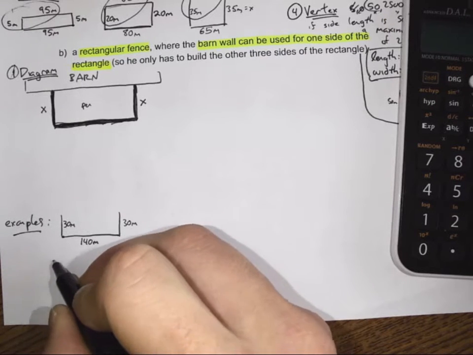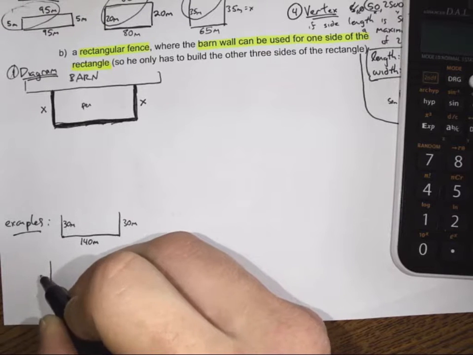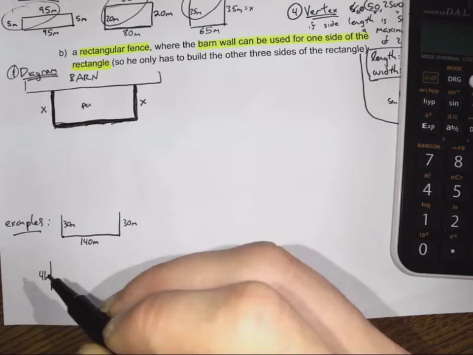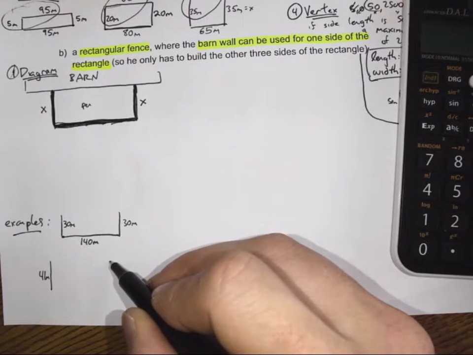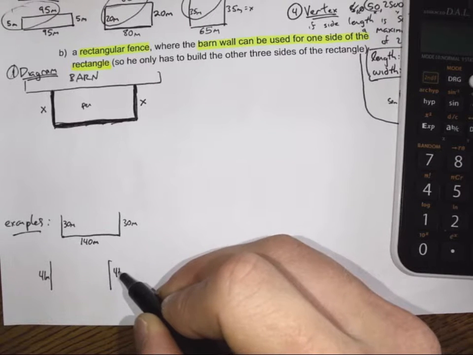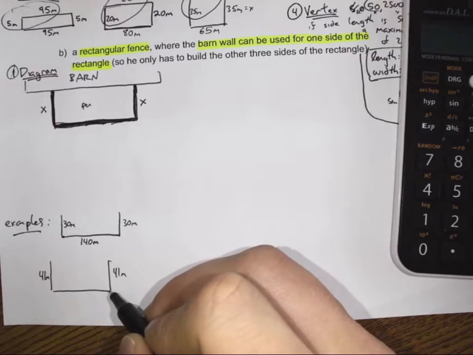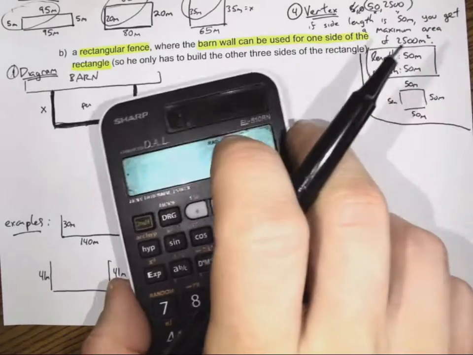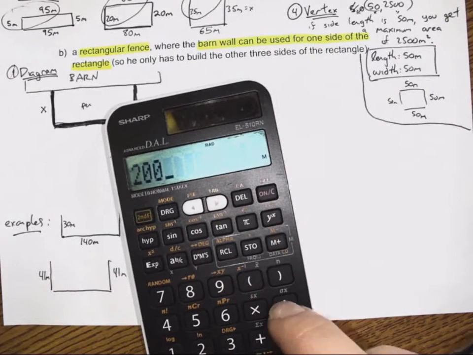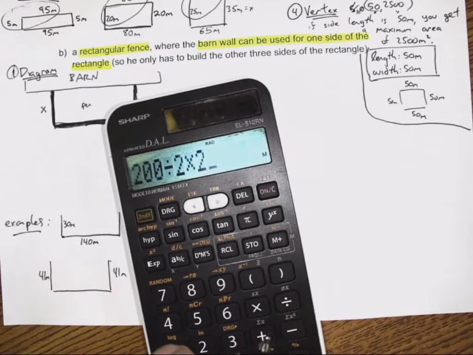Another example, okay, I can pick any number really. Let's say 41 meters. And so it's going to be a little bit different shape, 41 meters. And I'll have some distance here. And I would pretty much do the same operation. I would say 200. I'd take away 2 times 41.